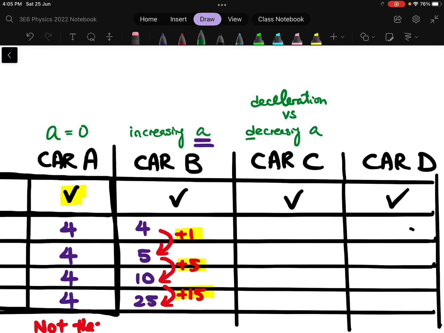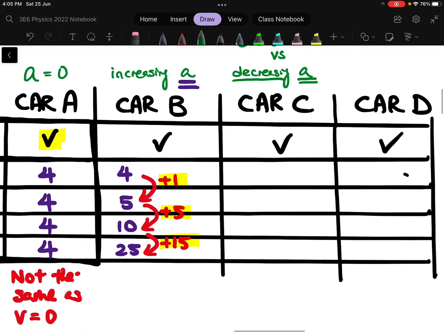Well, let's look at this first. Decreasing acceleration. Since the word acceleration is used, it means that the magnitude of the velocity must be getting bigger and bigger. That's why it is acceleration. So what does it mean by decreasing acceleration? Well, it means quite straightforward.